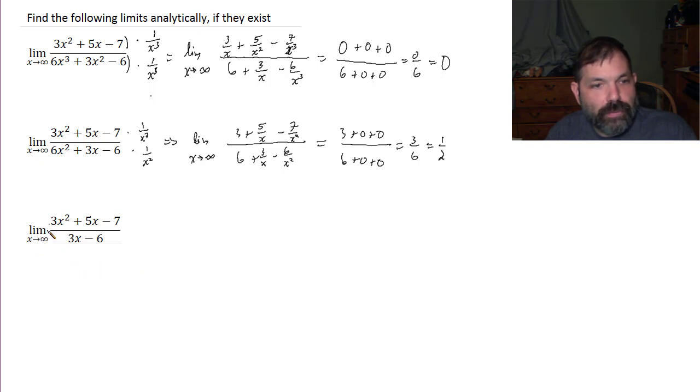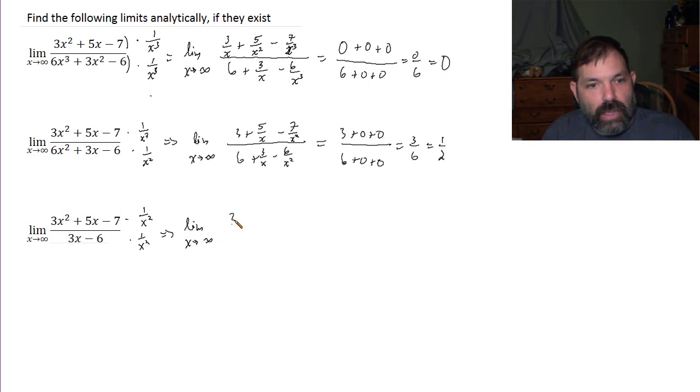If we let x approach infinity on this last expression, notice I've changed it up a little bit. Now the denominator is linear and has degree 1, right? And so the highest degree that I see is still x squared. So again, I'll multiply by 1 over x squared in both the numerator and denominator. And this gives me then the limit with x approaching infinity.